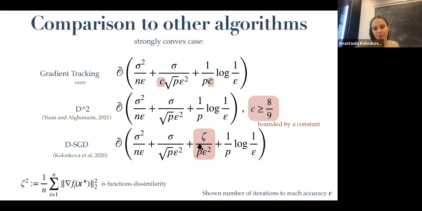And otherwise, it does not have extra P nor extra C here. So gradient tracking does not have this heterogeneity term, but it has extra C.